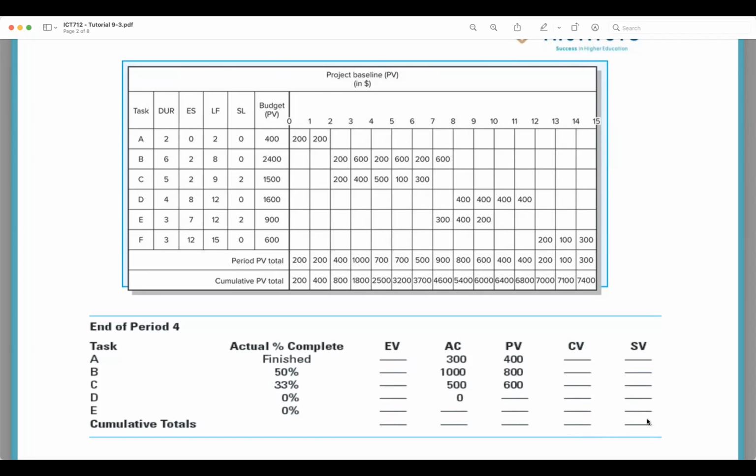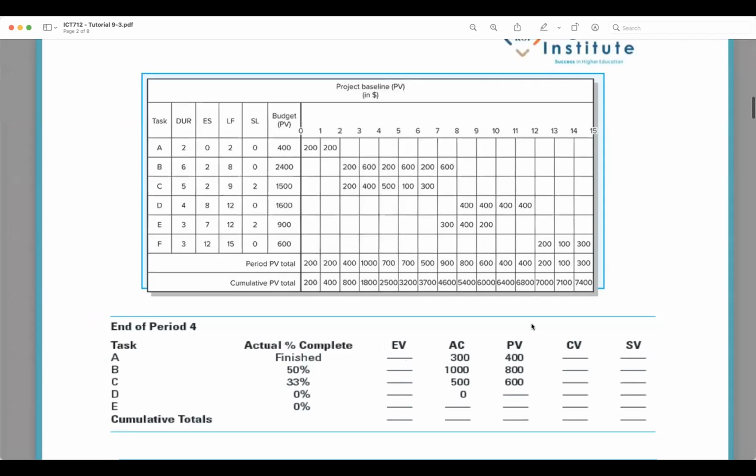Ahead of schedule. Am I over budget or under budget? Under budget. That's correct. 100%. Let's move on to the next one.